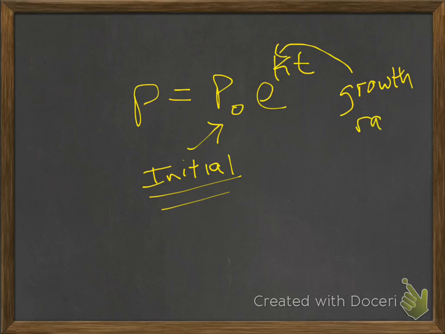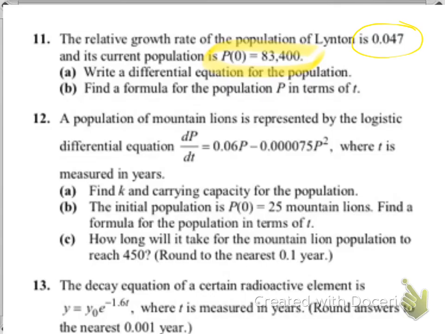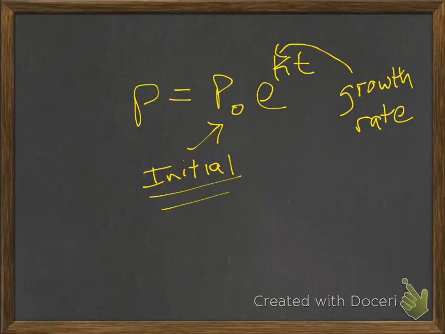And if you look back at our problem on the previous page, we have a P naught, that's P of 0, 83,400, and we have a k, a relative growth rate, 0.047. We're going to use those on the next page. So that's what we're doing.